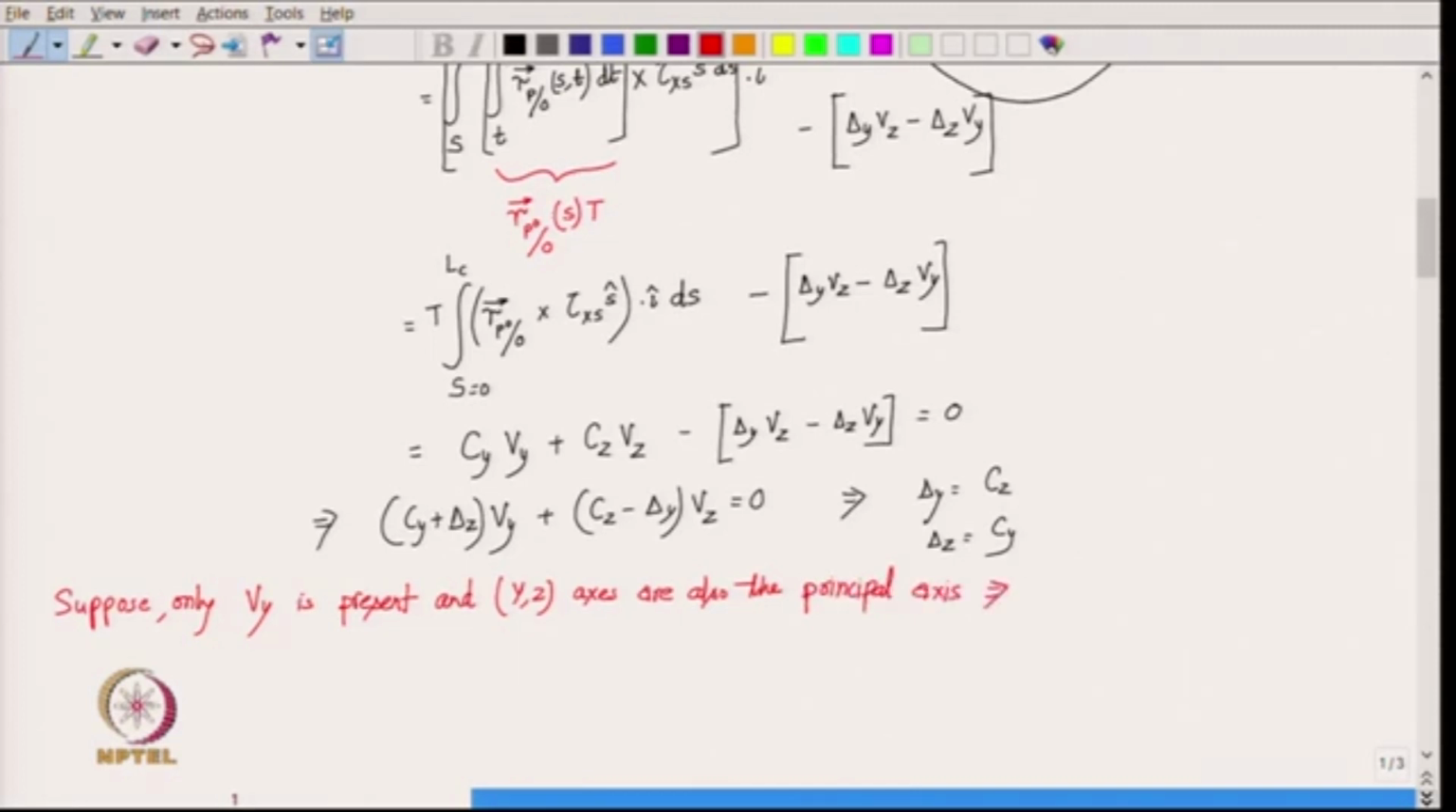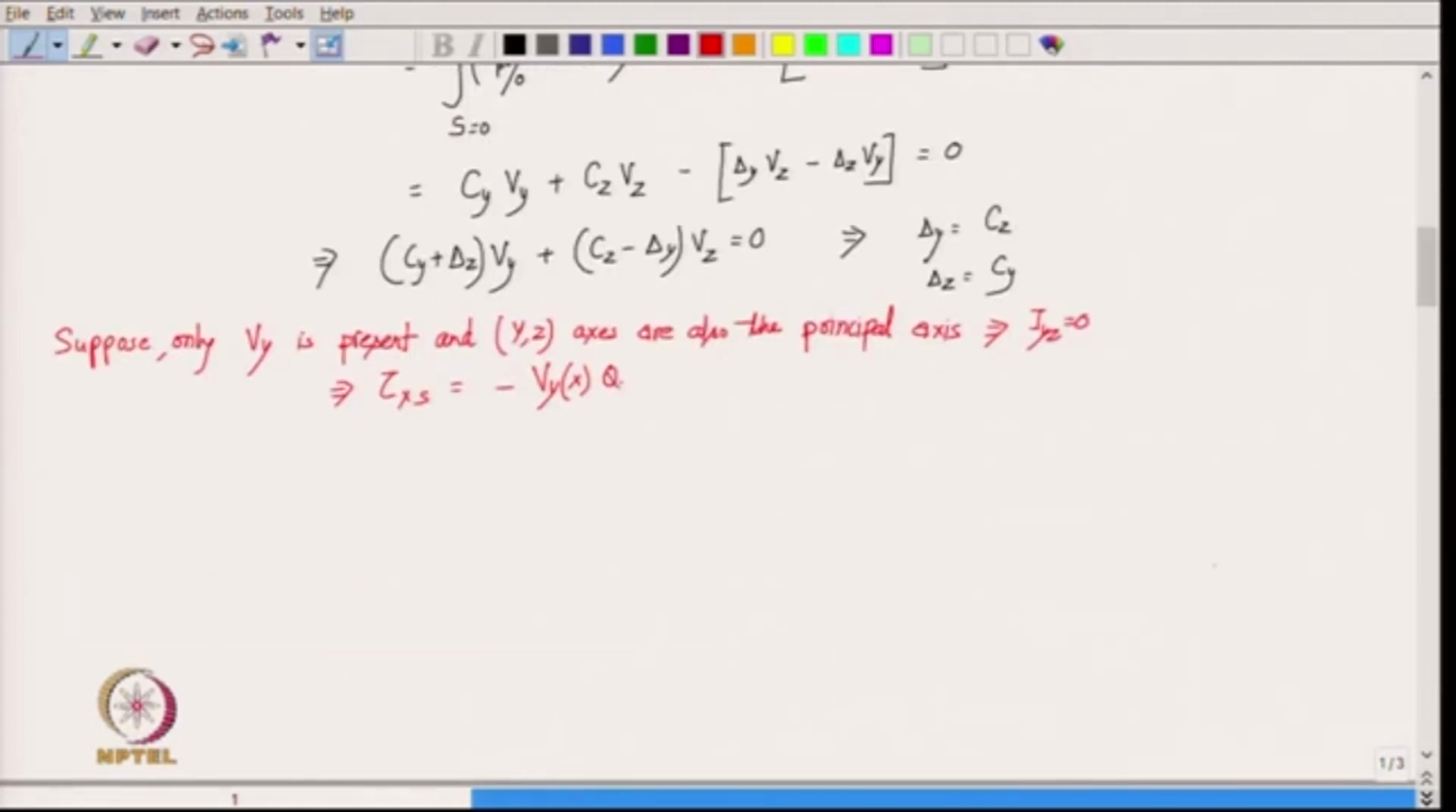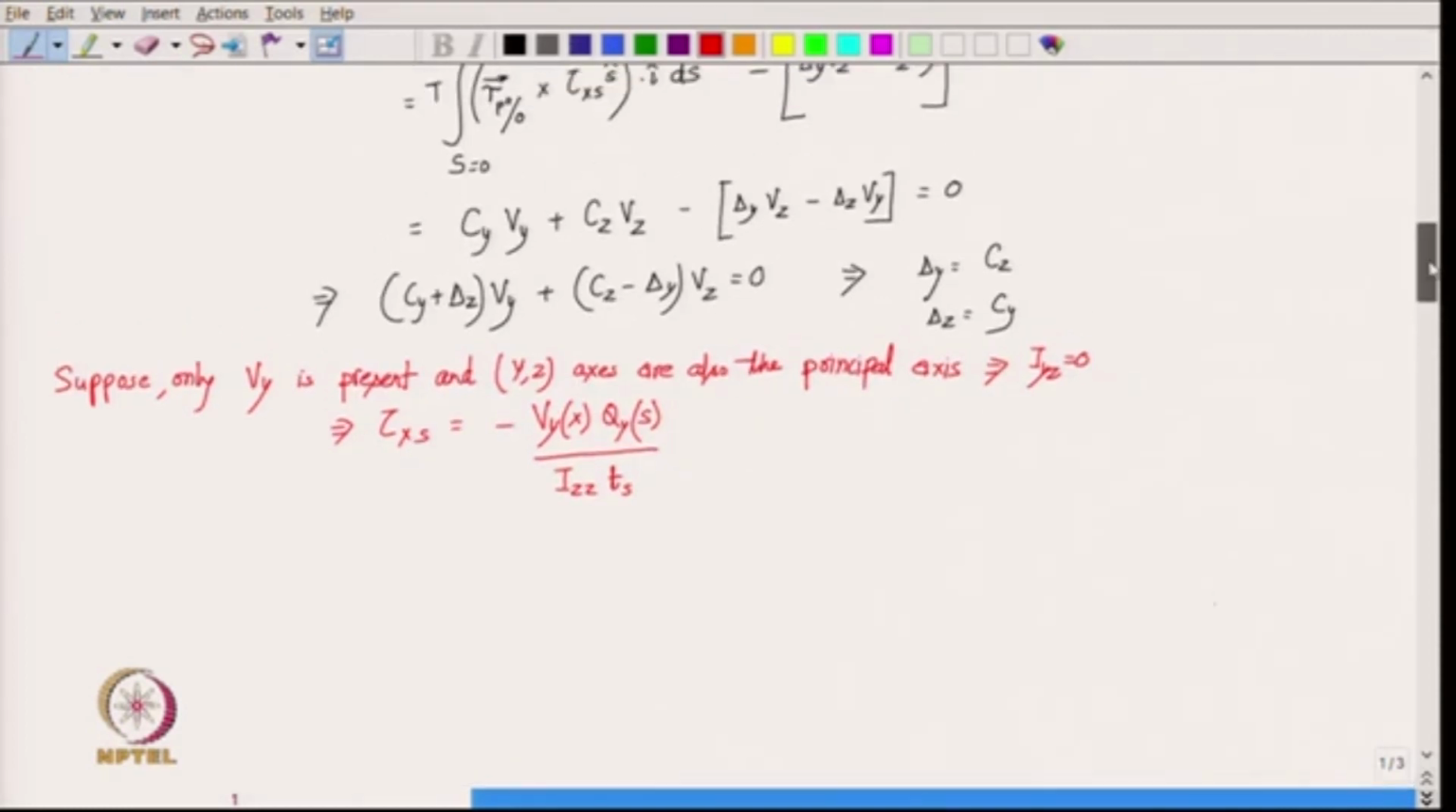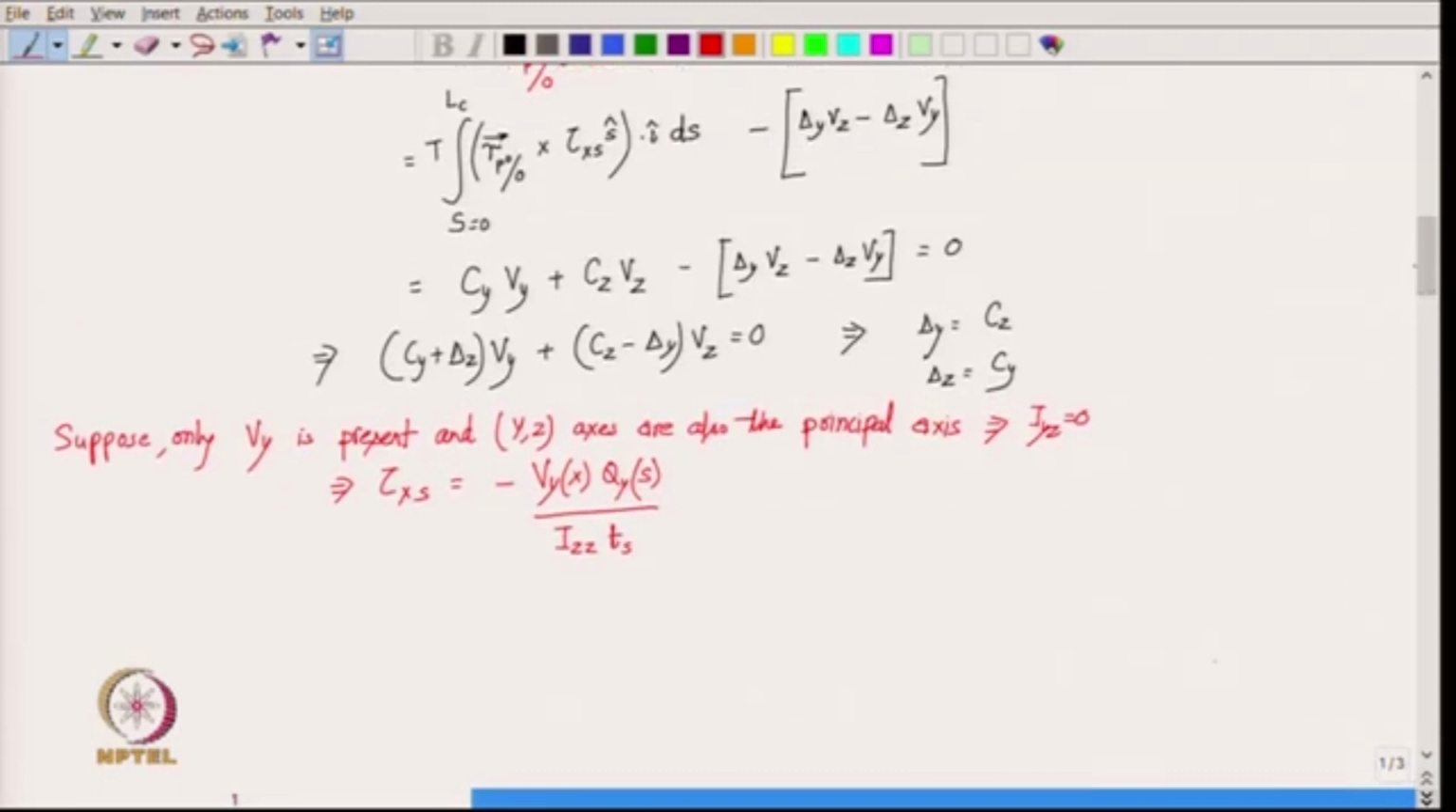So, in that case I y z becomes 0, is not it, and we had found out that tau x s simplifies to the following expression: minus v y, which is a function of x, times q y, which is a function of s, divided by I z z into the thickness T s. So, can we now plug this in the above expression and see what we get for C y, for example.